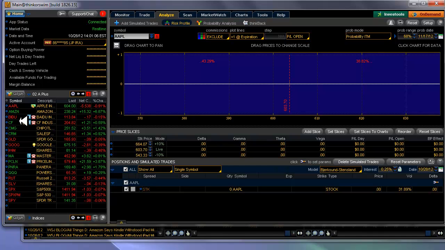It's Apple, Amazon, Baidu, CF Industries, Chipotle, CRM, Google, MasterCard, Priceline, Panera Bread. Those are the ones that I currently have on my list. The list is sort of dynamic. A lot depends. I look for stocks that are priced high so I don't have to trade that many options. And this is just for credit spreads. This is the only thing that I'm going to do this for.